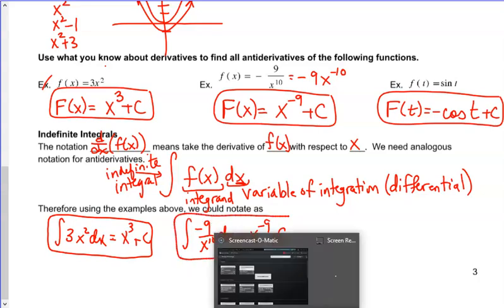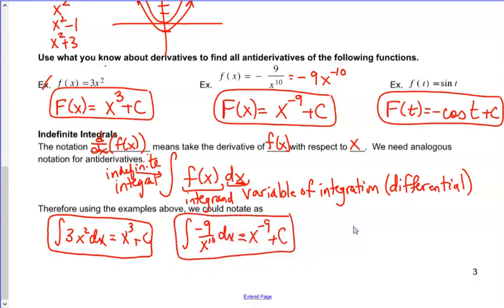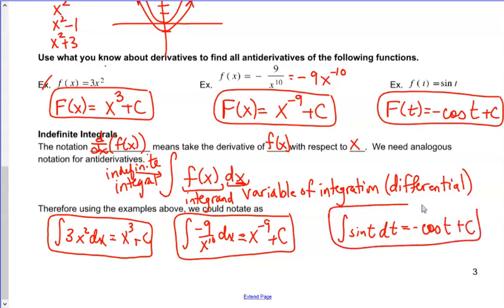And the last one, if I write it in my integral notation, would be the integral of sine of t. This time it would be dt, because I'm working in terms of t, and that is equal to the negative cosine of t plus c. And that's going to be our final answer in integral form.